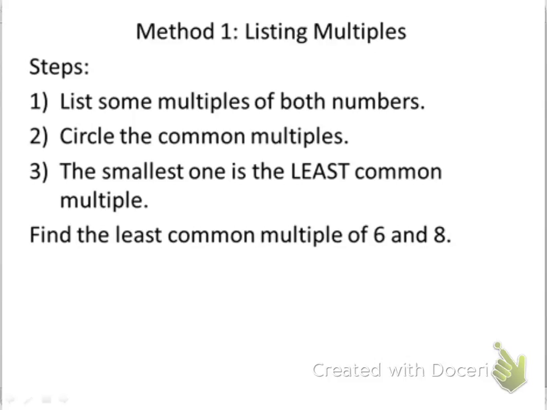Can you please write down the steps for the listing multiples method? The first one, list some multiples of both numbers. The second one, circle the common multiples. And the third, find the smallest one, which is the least common multiple of those two numbers. Let's use this method to find the least common multiple of 6 and 8.